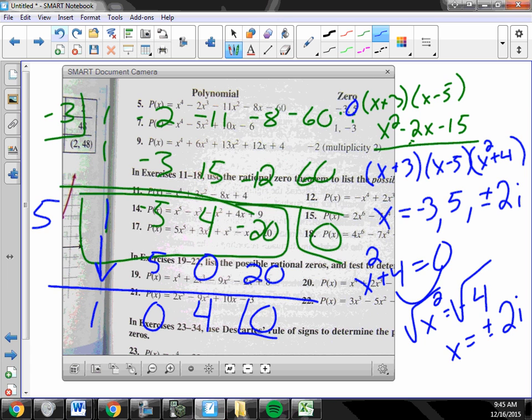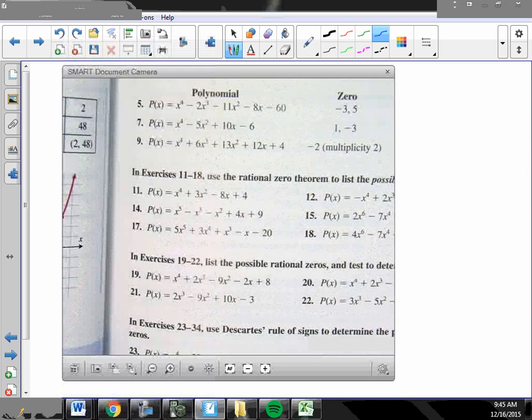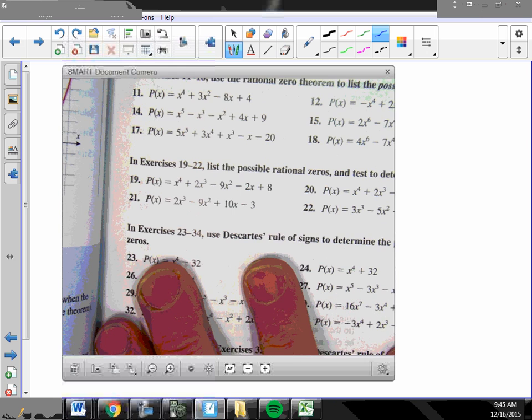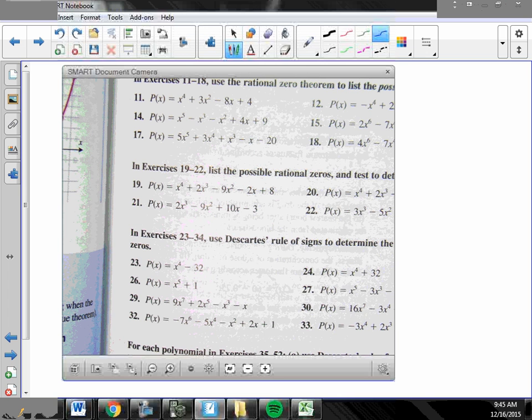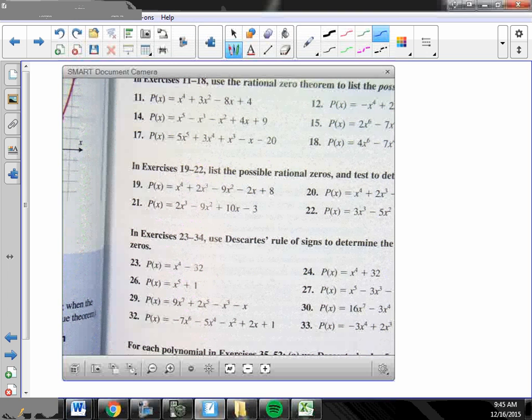Okay. So, what if they don't tell me what two of the roots are? So if you look at number 11, we have an x to the 4th, and eventually we're going to be finding all of the roots. But they didn't tell me any of the roots to start with. So what if I had to guess? Is there any number that would be a better guess than any other number? 1 is always a decent guess.